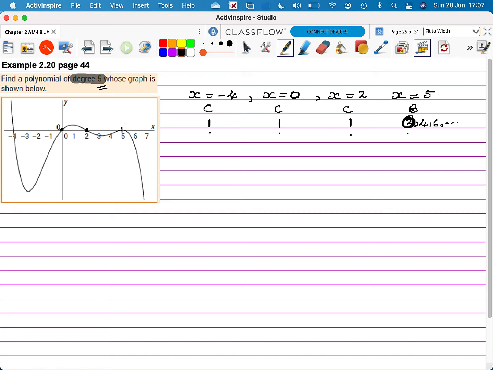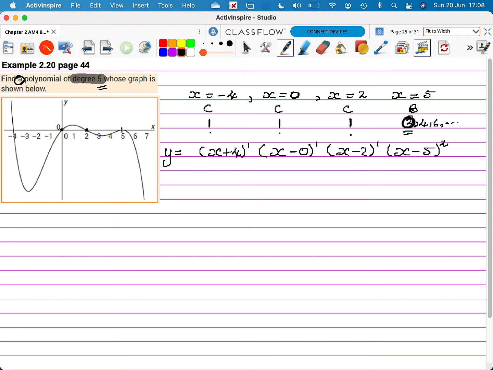We're now going to generate factors. So bring the minus 4 over, it becomes plus 4, and that's the power of 1 because it's only one root. Bring the naught over, it's still a naught. If you want to write it as x minus naught, that's up to you. Bring the 2 over, x minus 2, again power of 1. Bring the 5 over, becomes x minus 5, and because it's a bounce with 2 possible roots, that's the power of 2. We then put y equals at the front, and we're trying to find a polynomial.